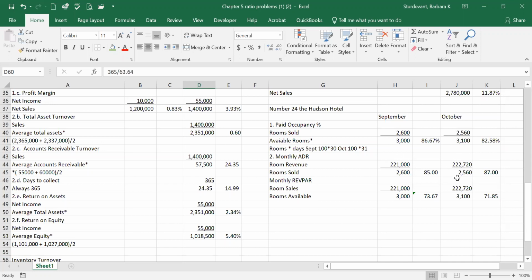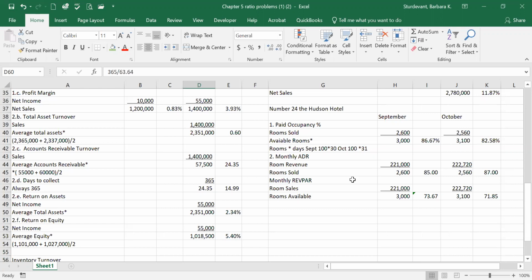Sales, rooms sold for October. So we had a little bit more in sales in October. Even though we had less rooms, we got more per room. And if you look at the difference between the two, in October, we sold less single rooms and a few more double rooms. So you're getting more money.